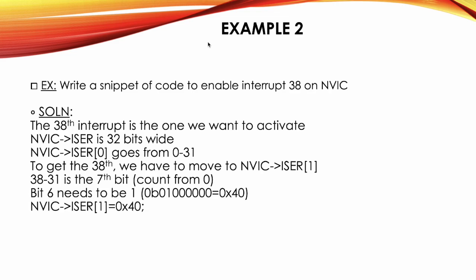So essentially all I have to do is set NVIC ISER1 to be 0x40. That corresponds to where I need it to be. I could write out more zeros because remember, this is a 32-bit value, but I'm only in the first section, so I can use this. It should work just fine. So that's my final answer.